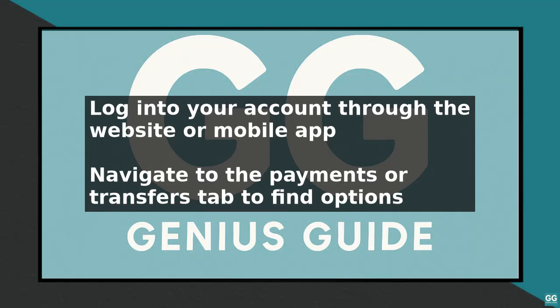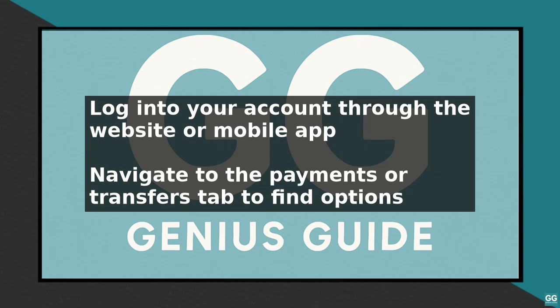To schedule Fifth Third Bank online banking, start by logging into your account through the Fifth Third Bank website or mobile app. Once you have accessed your account, navigate to the Payments or Transfers tab, where you will find the option to schedule a payment or transfer.